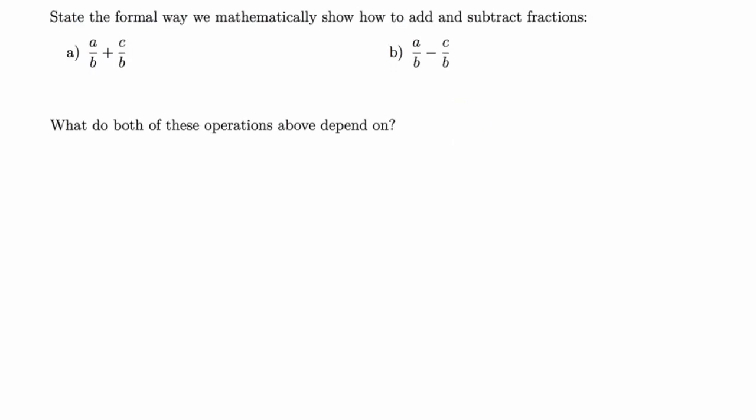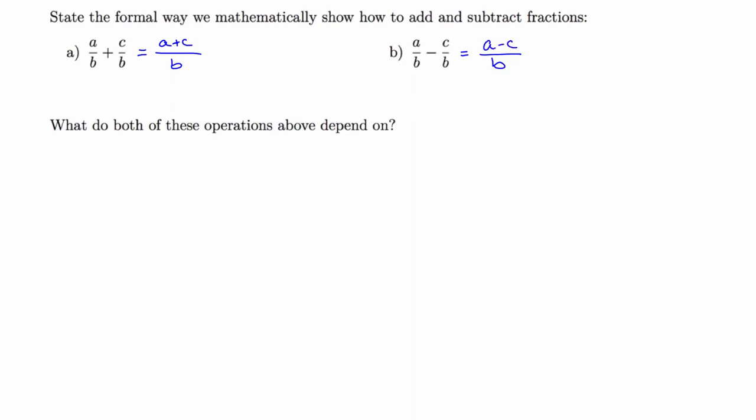The formal way that we mathematically state how to add and subtract fractions is to give an example that uses variables, but both fractions have a common denominator. So to add a over b plus c over b gives us a plus c all over b. In part B, we look at the subtraction version. A over b minus c over b, the common denominator of b carries through, and the numerator becomes a minus c.